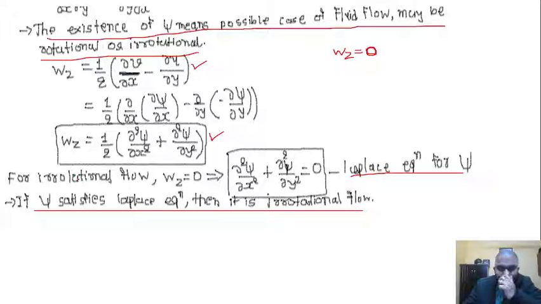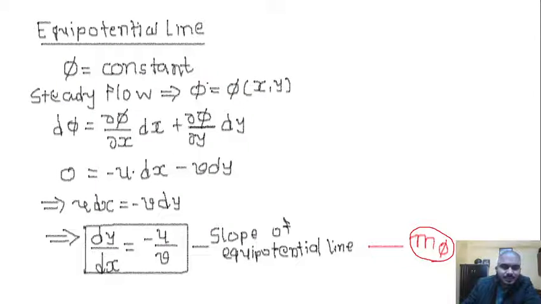For irrotational flow, omega z is equal to 0. So del 2 psi over del x square plus del 2 psi over del y square equal to 0. So this is also known as the Laplace equation for the stream function. And if psi satisfies the Laplace equation, then it is a possible case of irrotational flow. Now the next is equipotential line.